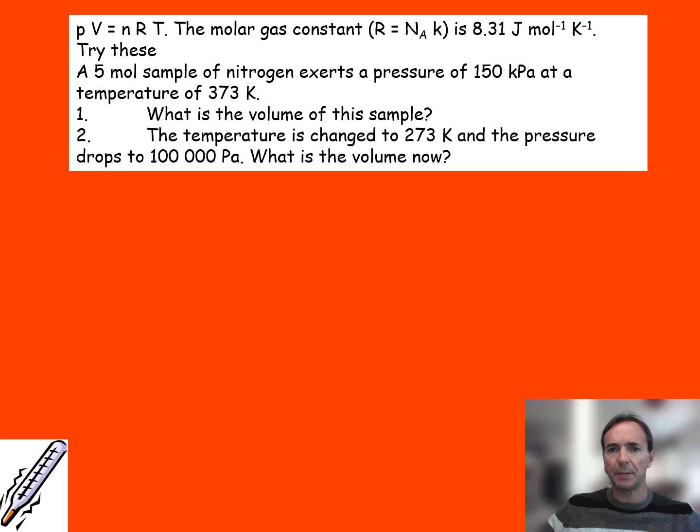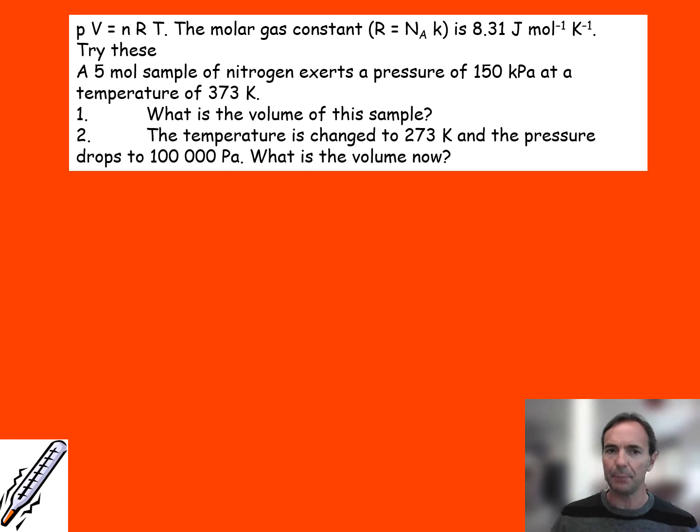So let's have a look at this example. 5 mole, so that just means 5 moles. A sample of nitrogen exerts a pressure of 150 kilopascals at a temperature of 373 Kelvin. What is the volume of the sample? That's just PV equals nRT. Just do the calculation. The temperature has changed to 273 and the pressure drops to this. What is the volume now?